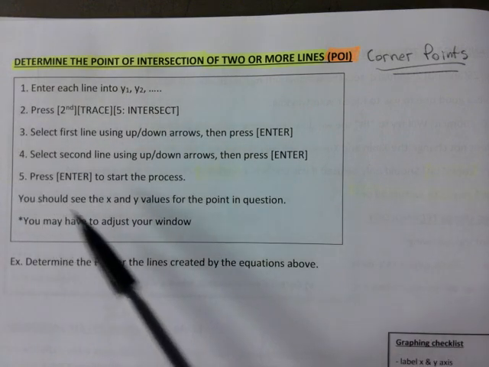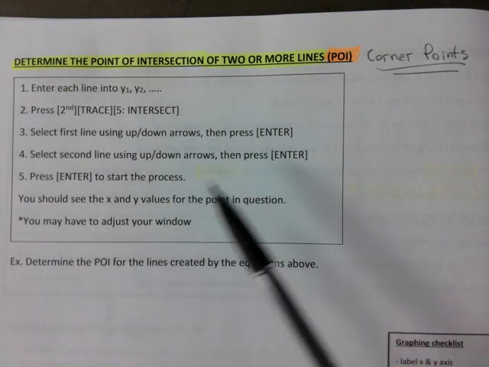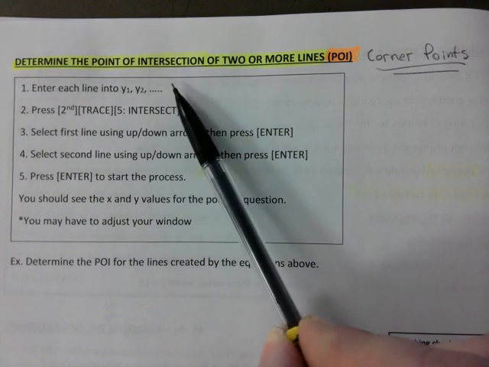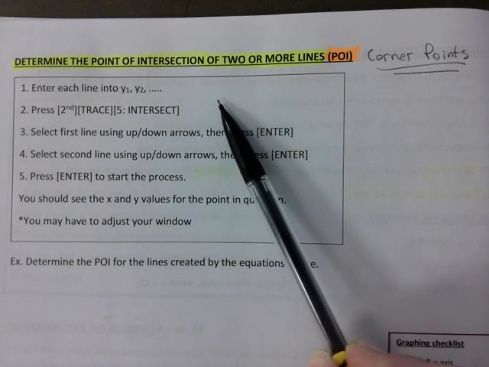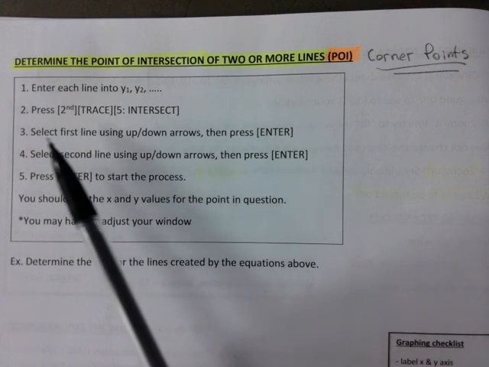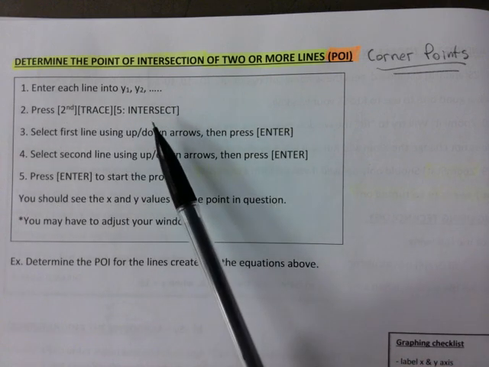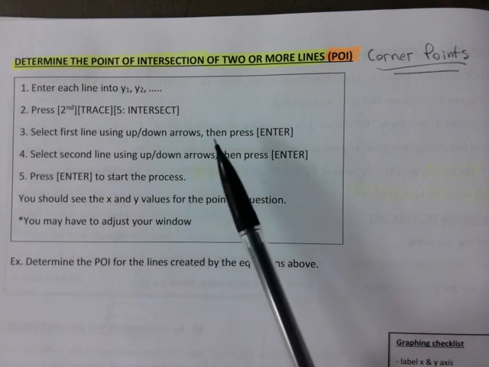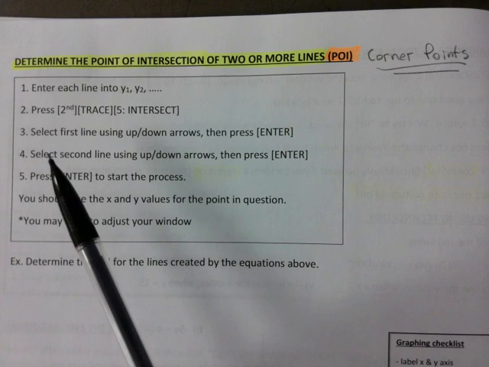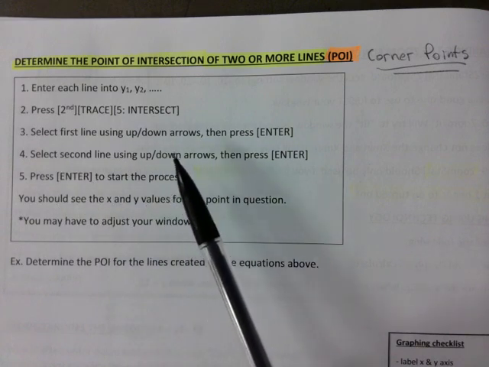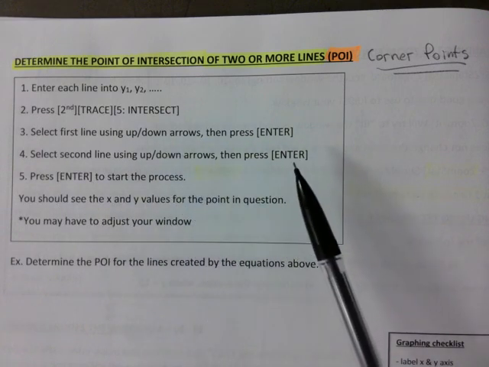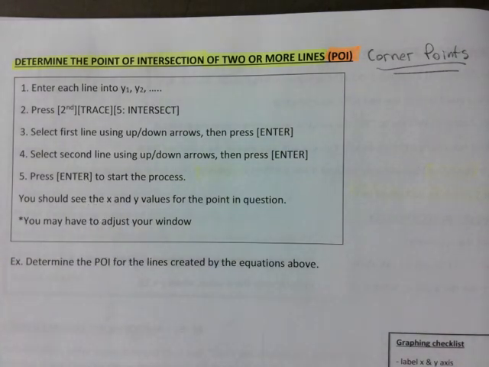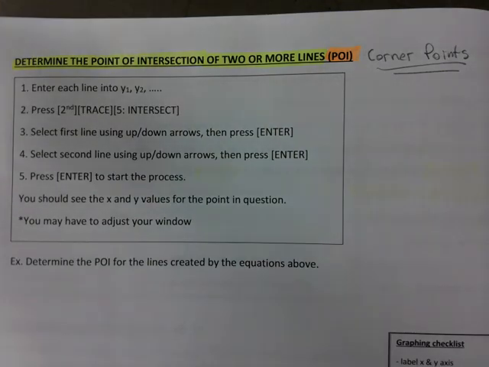And this is basically just summarizing what I just did with you. Enter your lines into Y1, Y2, Y3, as many lines as you have at play. Then press second, trace, intersect. Select the first line using the up and down arrows, then press enter. Select the second line using the up and down arrows, then press enter again, and enter one more time when it says guess to actually start figuring out the points of intersection.